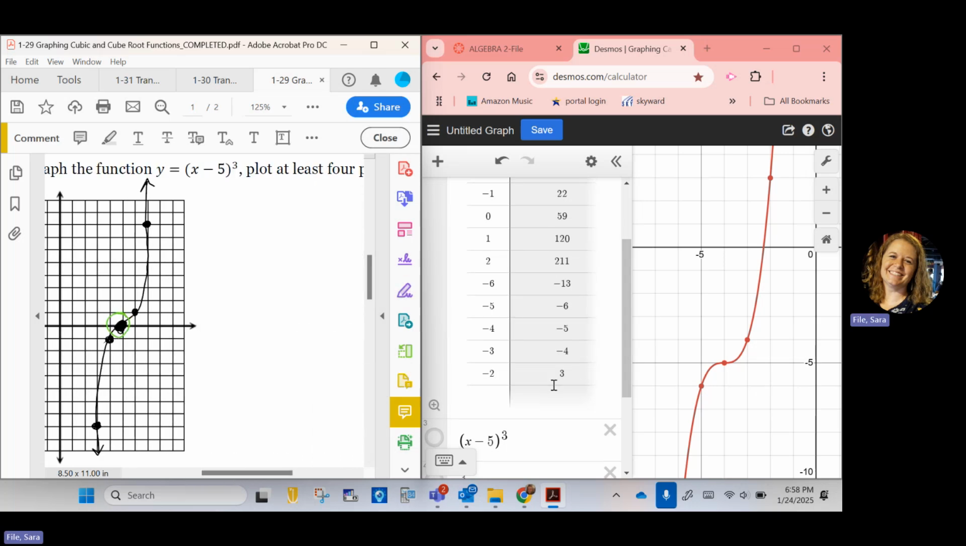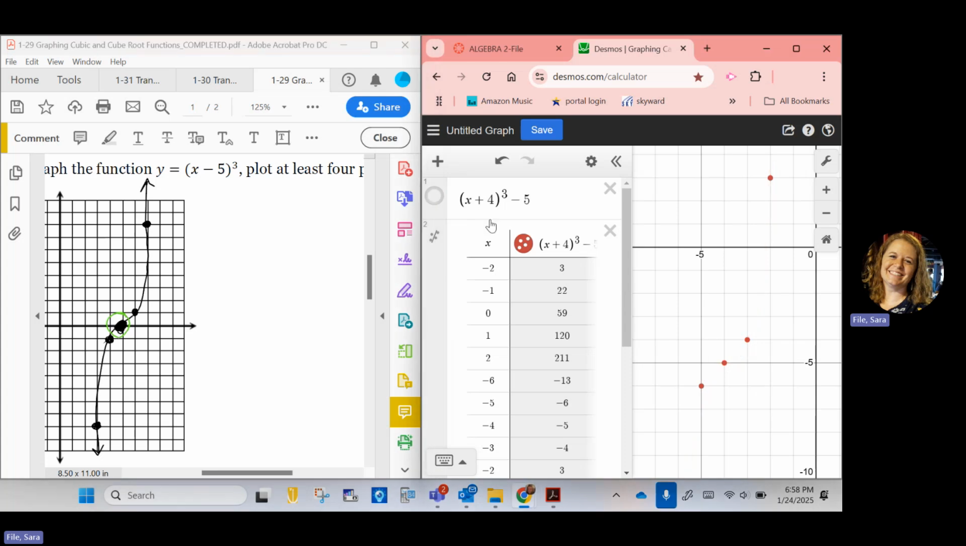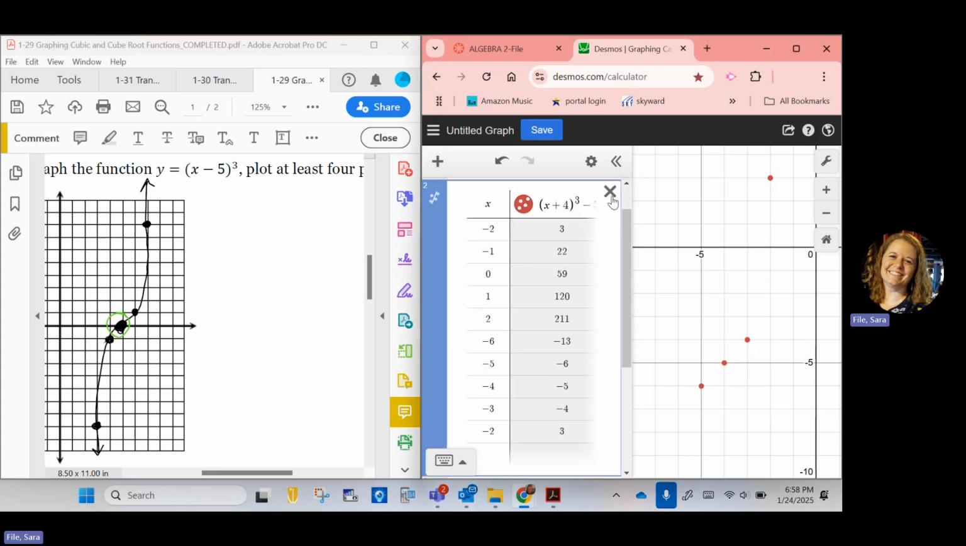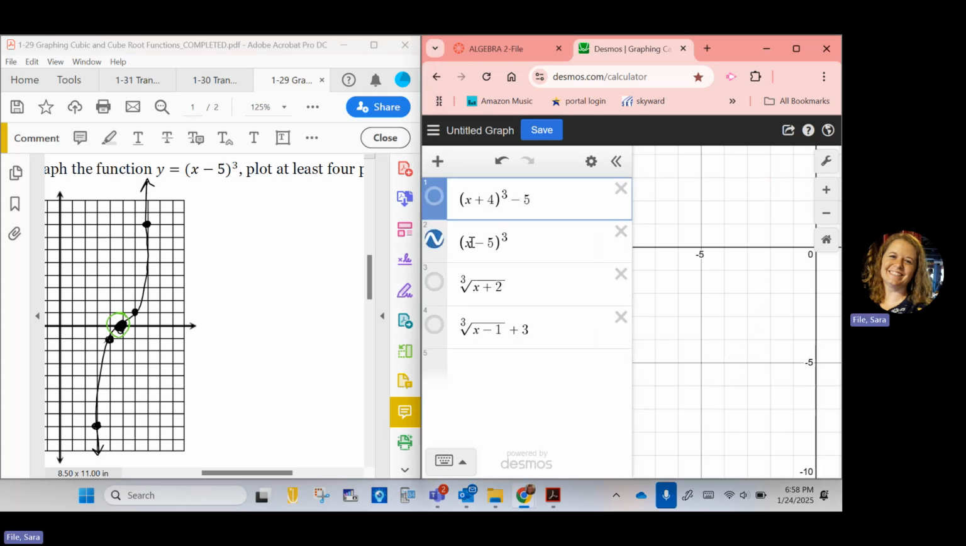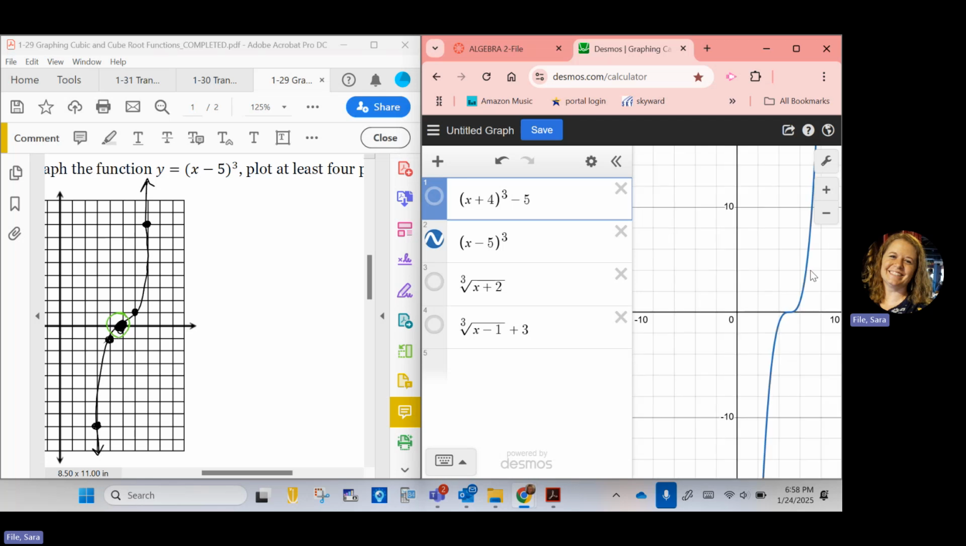Show that one. Turn this one off. Get rid of that table. So here's that second equation. You can see it's over here, and I could come here and figure out that the point of inflection is at (5, 0). That actually happens to be the x-intercept as well.